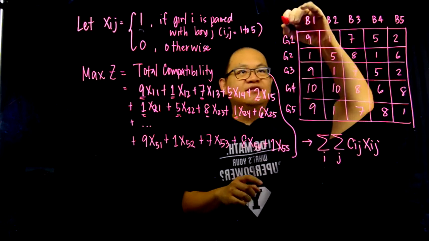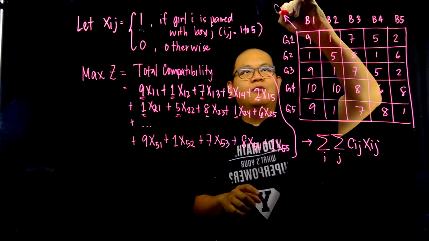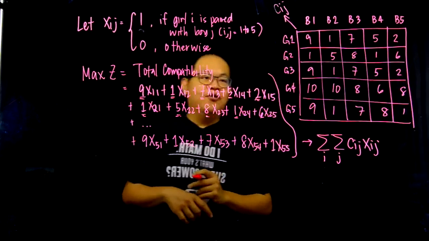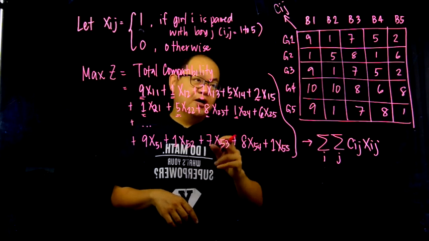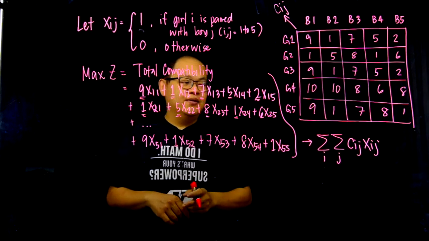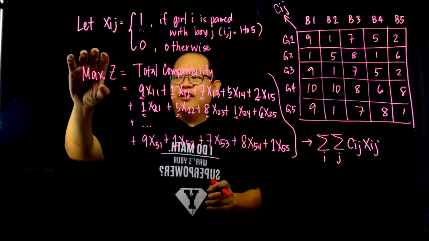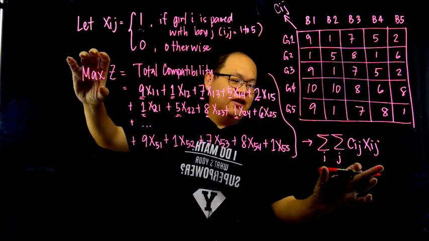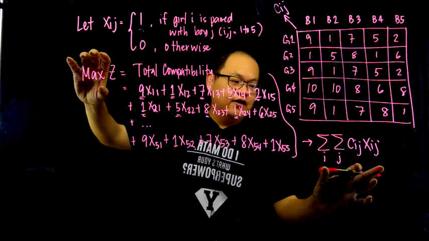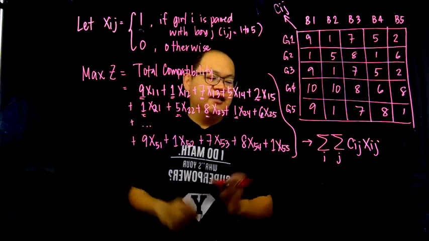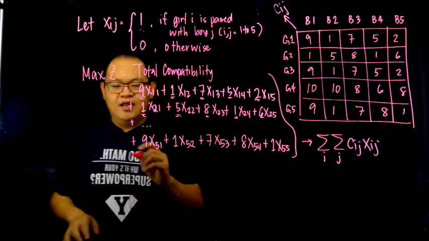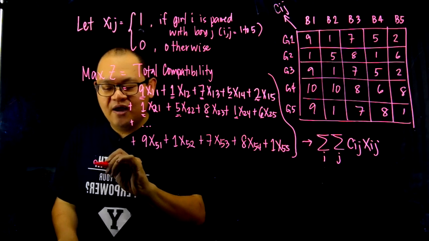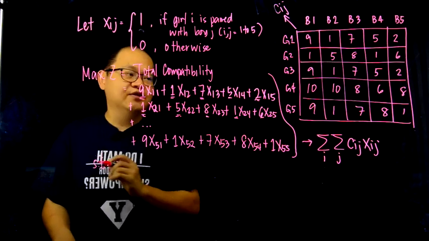So we can define Cij to be the compatibility of girl i to boy j. Okay? And therefore, we can write the objective function this way: double summation over i and j of Cij Xij. Now, we do have constraints for this problem.